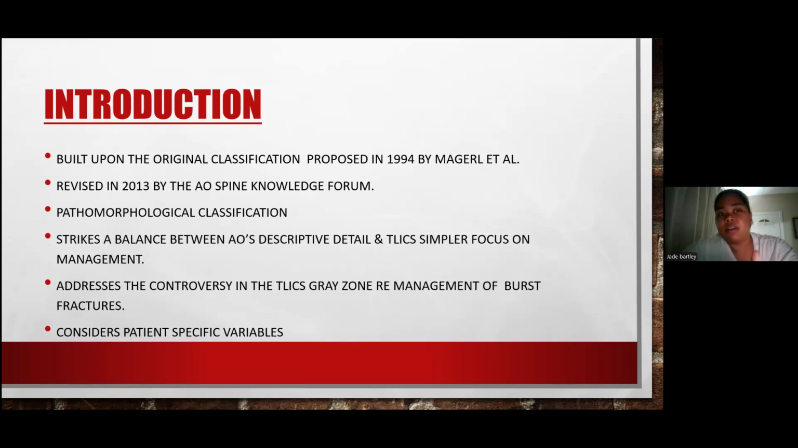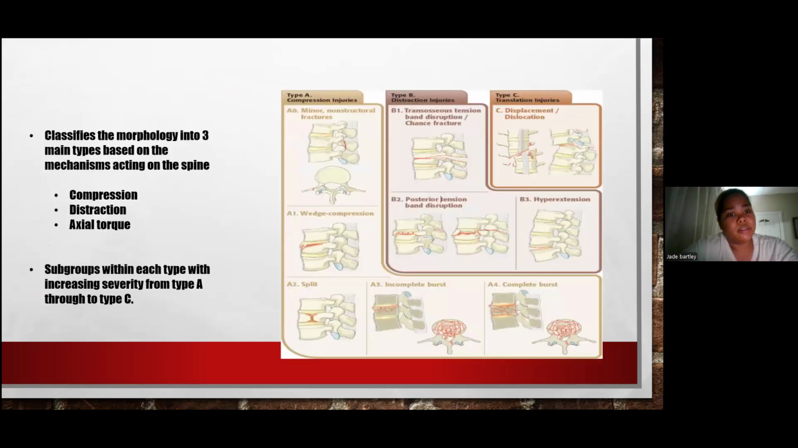So you're not just thinking about the injury, but the patient as a whole. And that would determine whether or not, despite the injury having a high level of potential instability or stability, based on the present modifiers, you will go ahead and operate on this patient. So it's pathomorphological, as I stated before. It really classifies fracture patterns based on the morphology, and that's really based on the forces acting on the spine: compressive forces, axial torque, and distraction.